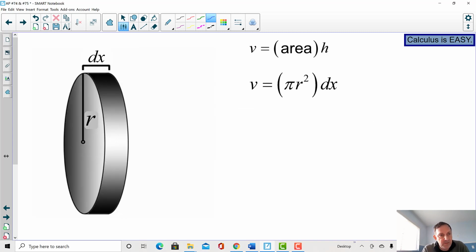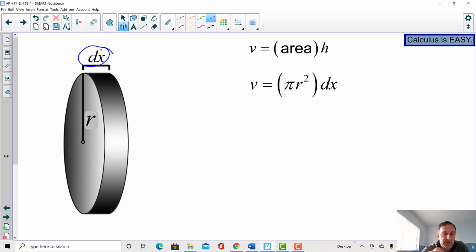Now today we are learning the disk method, so we want to start by looking at a disk. A disk is basically a circle, but it's like a prism. It's like a really thin cylinder. So it does have a width. Our width we're going to call dx, and that width is infinitely small but not 0. So it's extremely thin, extremely small, but not 0.